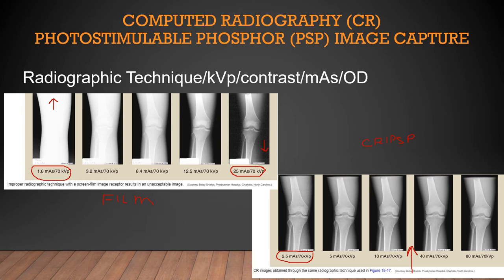So if I was told to use 70 kVp at 25 MAS when I use film, if I go to CR or PSP, I need to use the same. Now it's going to be different with DR, but with CR or PSP, what you use for film, you use for CR or PSP.